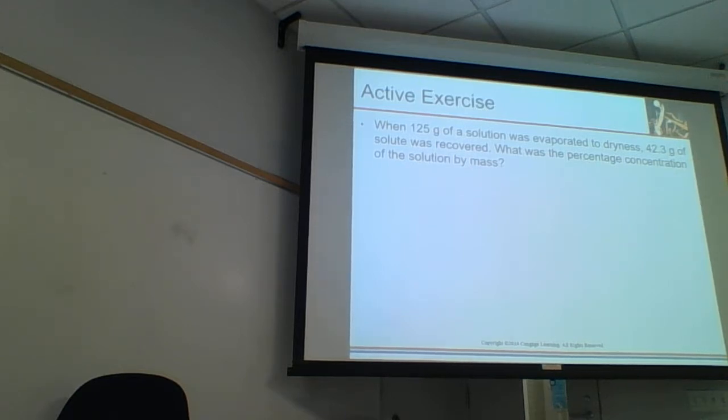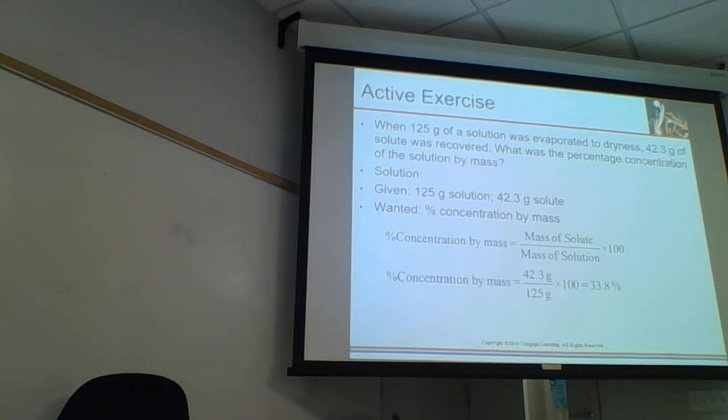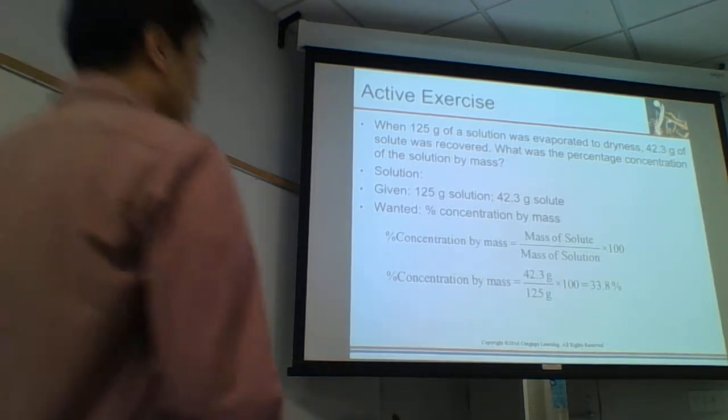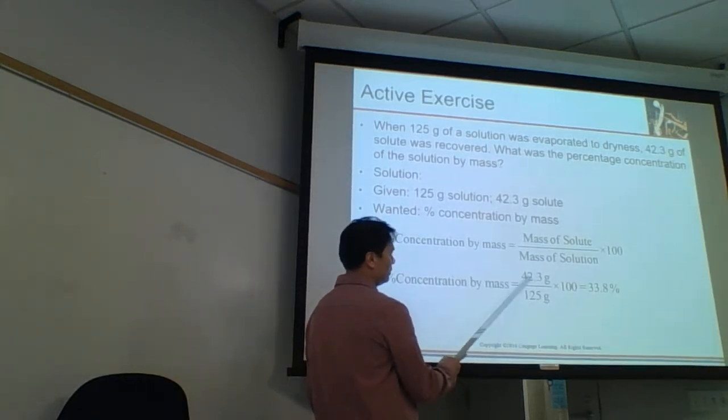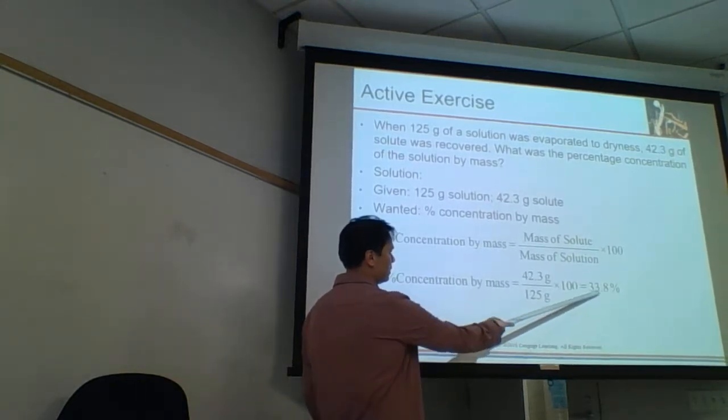So in this case, there's 42.3 grams of solute over 125 grams total. So the mass ratio would be 42.3 over 125, and then times 100%. So it's just mass of solute, 42.3, over the total mass, 125. Take the mass ratio times 100 to get a percent.